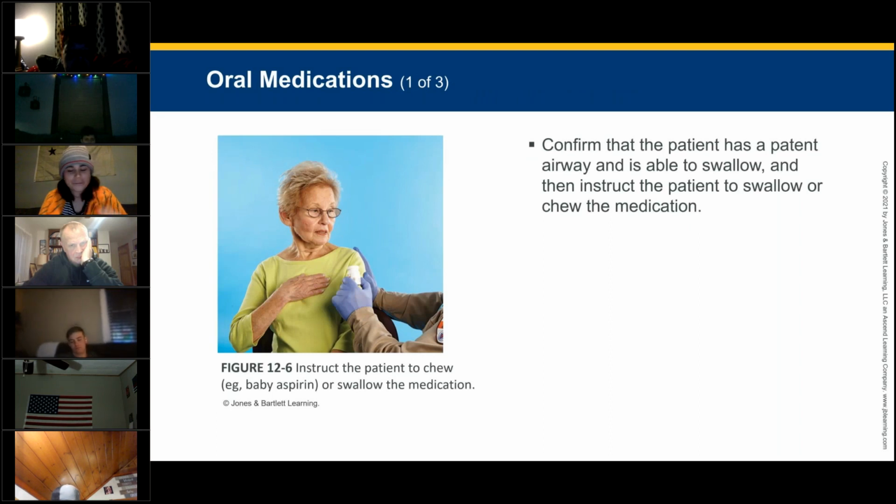So for administering oral medications, you're going to need to take your standard precautions, meaning have your gloves on. You want to check the medication and confirm that it's not expired. If you need to call medical control before you administer it, make sure you do that. Confirm the patient has a patent airway and they're able to swallow or chew the medication. And then you want to monitor the patient's condition.